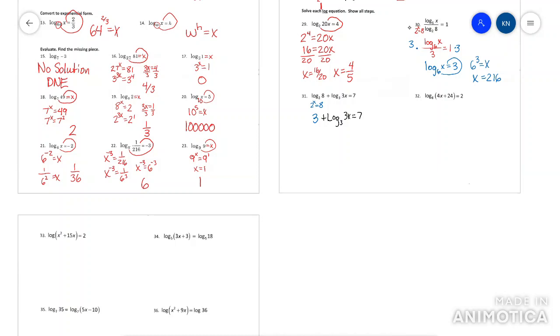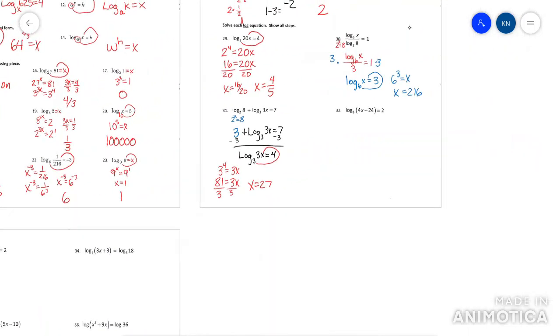So to solve this, you want to isolate that log. So you got to move the 3. So now you have log base 3 of 3x equals 4. Now you snail it. So you go 3 to the 4th equals 3x. 3 to the 4th is 81. Then you can divide by 3. X equals 27.